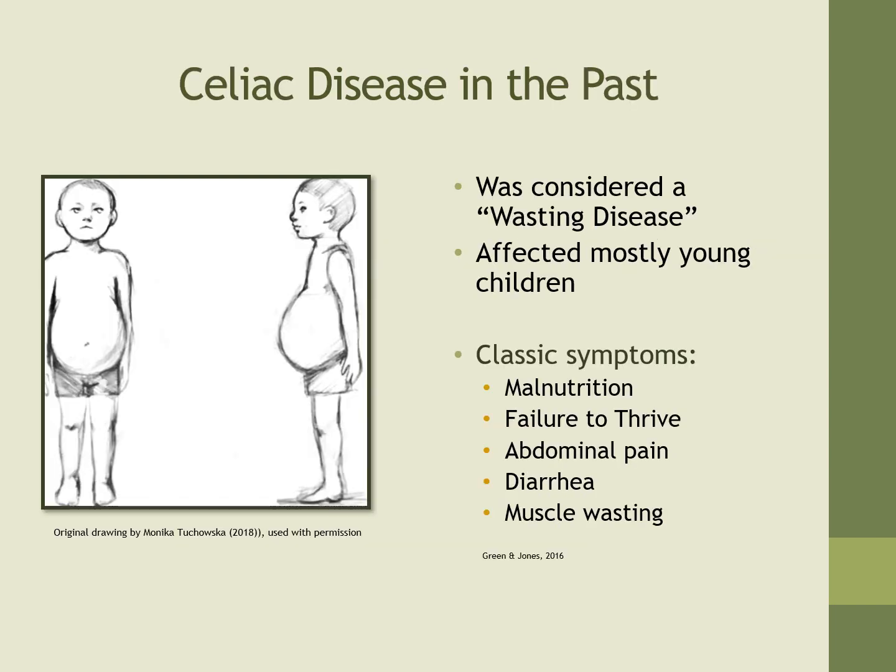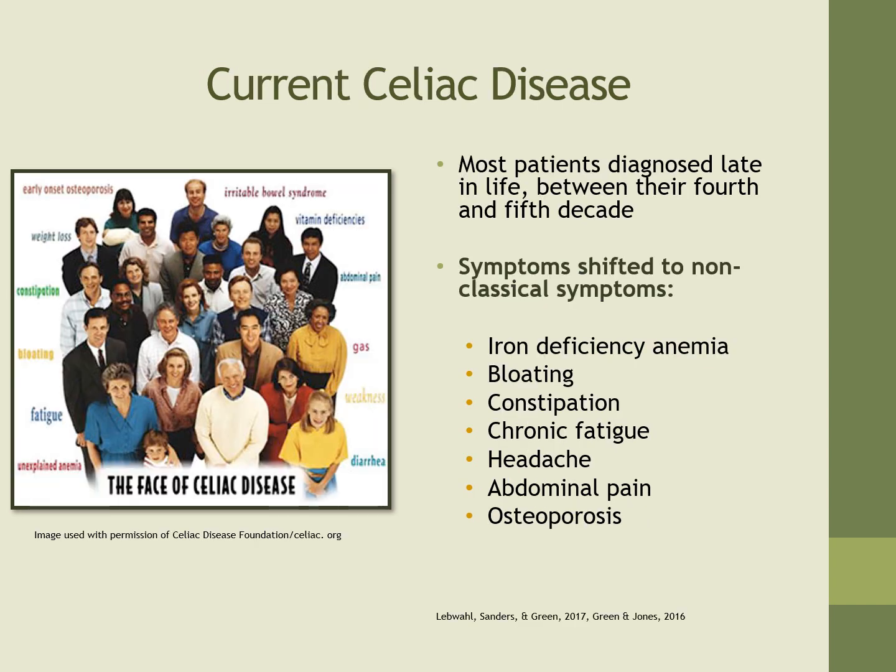Although in the past celiac disease was considered a wasting disease affecting mostly young children with the classic presentation of malnutrition, failure to thrive, abdominal pain, diarrhea, and muscle wasting, it is not the case presently. Today, studies have demonstrated that symptoms of celiac disease have shifted to non-classical symptoms such as iron deficiency anemia, osteoporosis, bloating, constipation, headache, and abdominal pain.